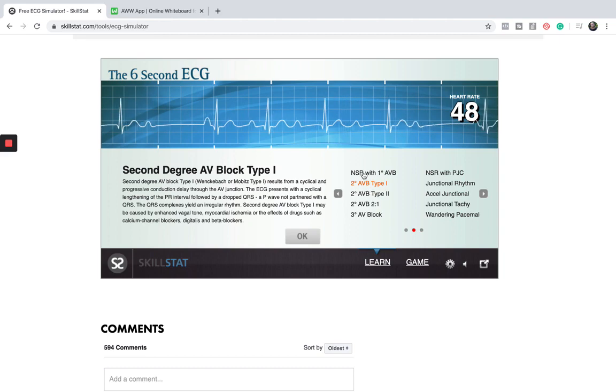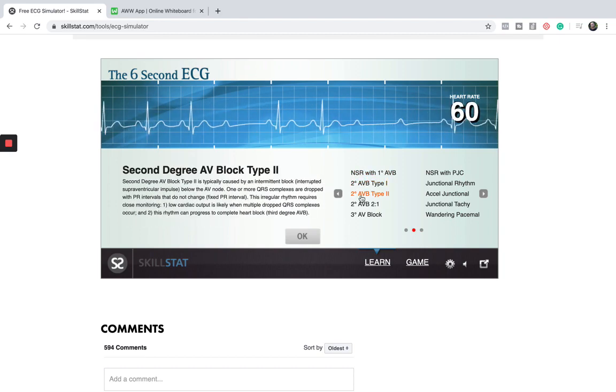Now remember, these two we can use atropine for, and these two we cannot. So this is second degree type 2. Watch this. You're going to look at the PR interval. The same, the same, the same, the same. Drop the beat. So that's a P wave, but there's no QRS.